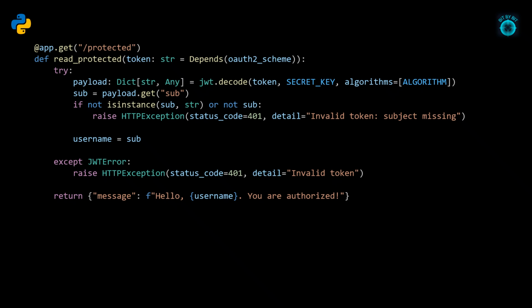Next, we pull the sub claim from the decoded payload. Recall that sub is the subject, which in our system is the username. To avoid type errors and strengthen validation, we explicitly check that the value is a non-empty string. If it's missing or malformed, we raise another HTTP exception with status 401. If everything is valid, we assign the username and return a simple JSON response saying, "Hello username, you are authorized."